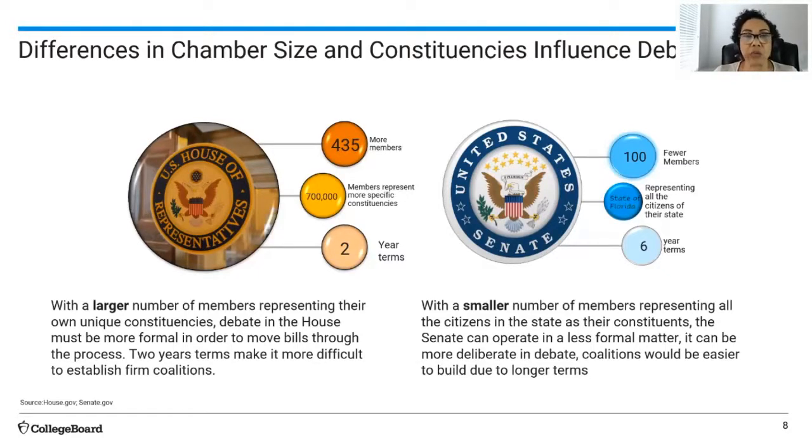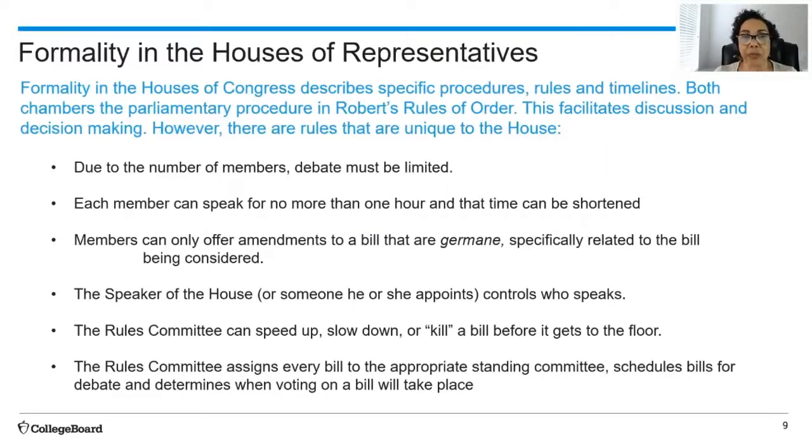All right, so the formality in both of the houses starts with using parliamentary procedure, Robert's Rules of Order, and those things that are specific to the House. We know that the debate has to be limited because of the numbers.